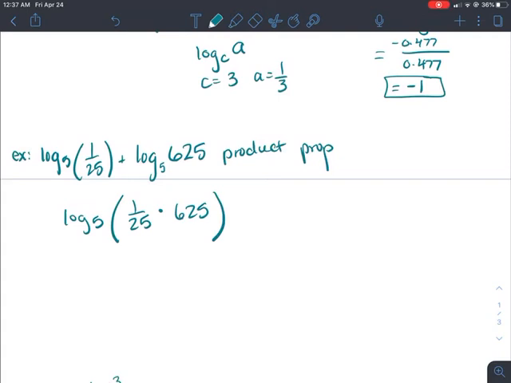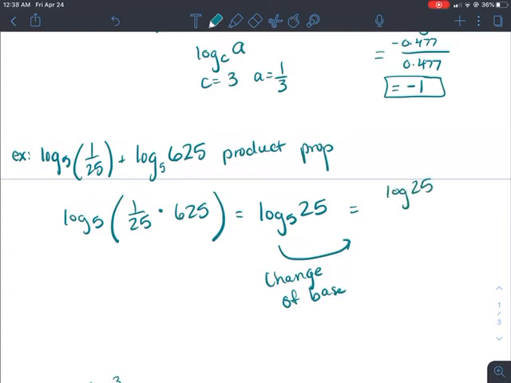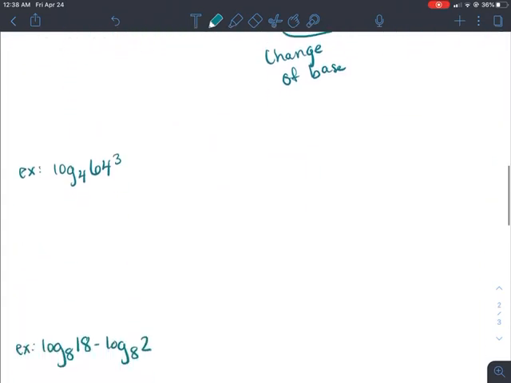You're just going to plug this into your calculator, and it'll look like 625 divided by 25. That gives you log base 5 of 25, since 625 divided by 25 is 25. Then I'm going to use the change of base to give me log of 25 over log of 5. When you plug this into your calculator, you're going to get a value of 2.